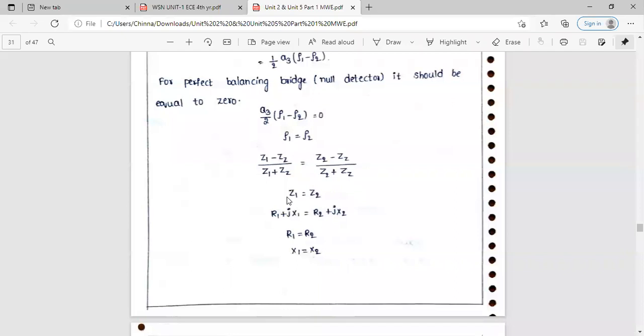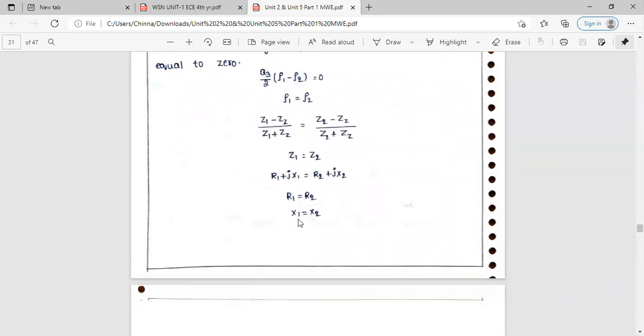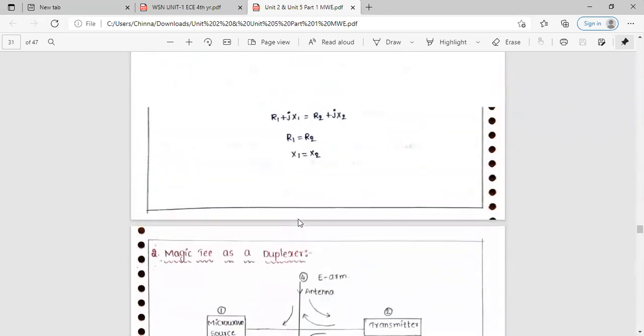So based on this, Z1 is equal to Z2, where Z1 is the impedance of the first reflection and Z2 is the second reflection. So you can write this as R1 plus jX1. If we represent the Z1 impedance, it is R1 plus jX1. Similarly, based on the above expression, we can write that R1 is equal to R2 and X1 is equal to X2. Reactance X1 is equal to X2.